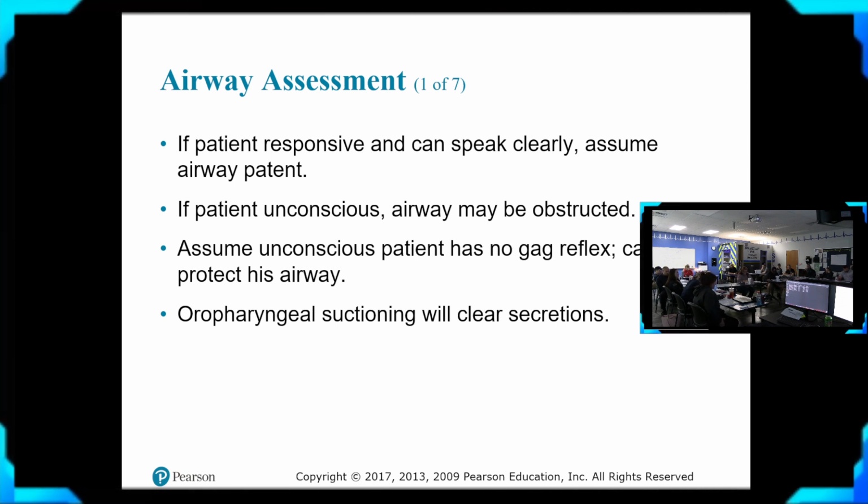If the patient is unconscious, their airway may be obstructed. Assume an unconscious patient has no gag reflex and cannot protect their airway.